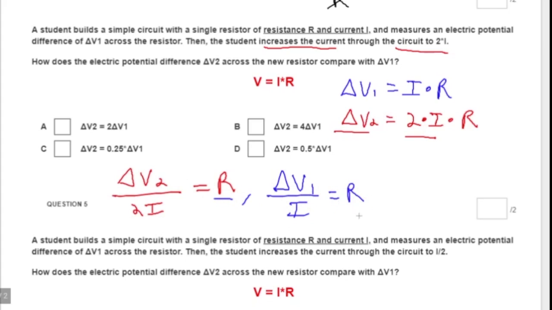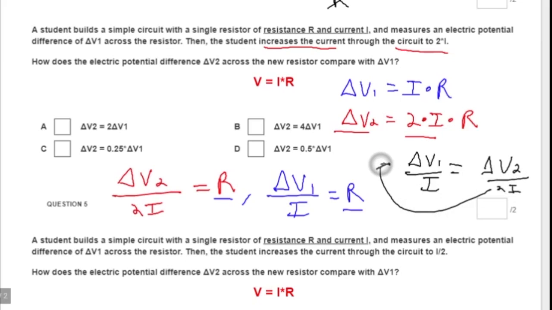Now that both of these equations equal R, I can set them equal to each other, and I find out that delta V1 over I is equal to delta V2 over 2I. I still have these I's over here, and I want to solve for the delta V's, so I'm going to multiply my 2I over the other side. So take this guy, multiply him up here, and that's going to leave me with 2I divided by I times delta V1 is equal to delta V2. We're going to notice that our I's cancel out here, and we're just left with delta V2 is equal to 2 times delta V1. And that answer is right here.